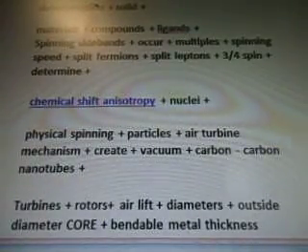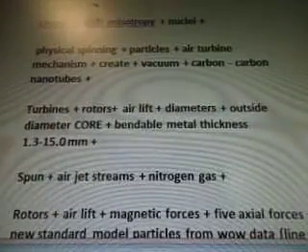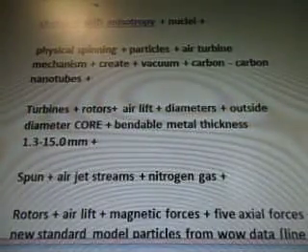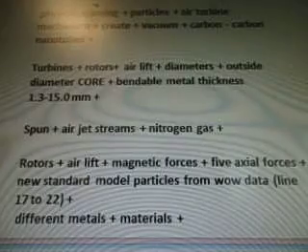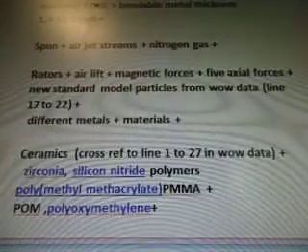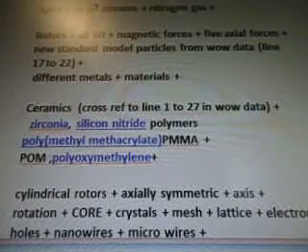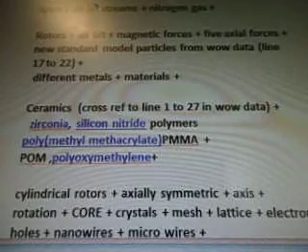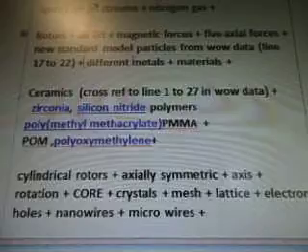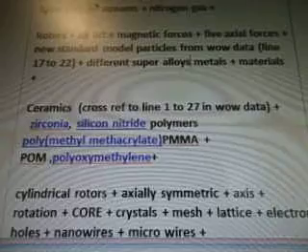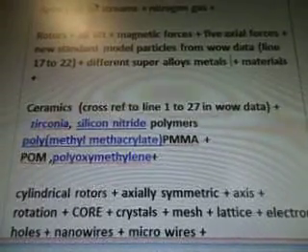To determine the chemical shift anisotropy, nuclei, spinning, physical spinning particles, air turbine mechanism, create vacuum, carbon nanotubes, turbines, rotors, airlift, diameters, outside diameter core, bendable metal thickness is 1.3 to 15 mm, spun, air jet streams, nitrogen gas. Rotors, airlift, magnetic forces, 5 axial forces, new standard model particles from WOW data, lines 17 to 22. Different metals. I've changed that to different super alloy metals that came up in the WOW data. That's in the WOW data formulas.